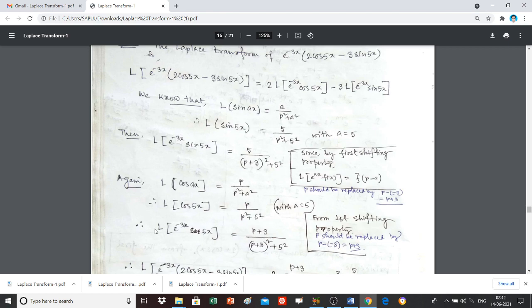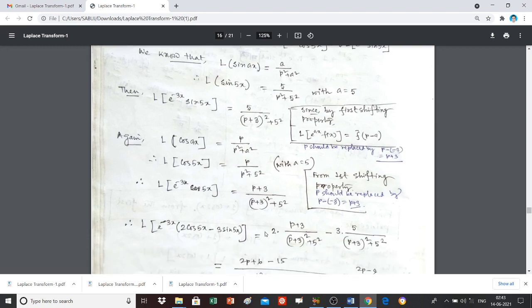Again, in this case, since you have to compute Laplace transform of e to the minus 3x cos 5x, similar reason is here. You have to employ the first shifting property. That means in this case, p should be replaced by p plus 3. So that is here, p is replaced by p plus 3, so p plus 3 in the numerator, and here p plus 3 whole square plus 5 square.